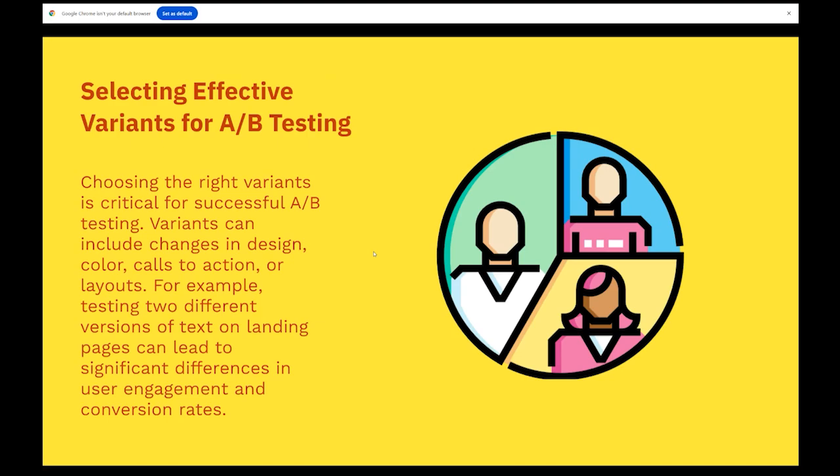Selecting effective variants for A/B testing, right? Choosing the right variants is critical for successful A/B testing. Variants can include changes in design, color, calls to action, or layouts. For example, testing two different versions of text on landing pages can lead to significant differences in user engagement and conversion rates. So you want to be able to identify what can be an effective change and try that out.